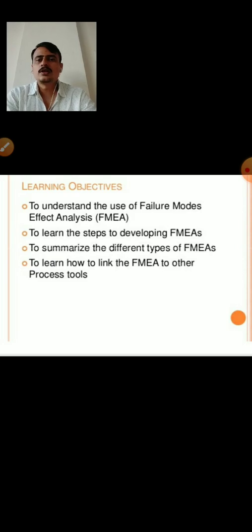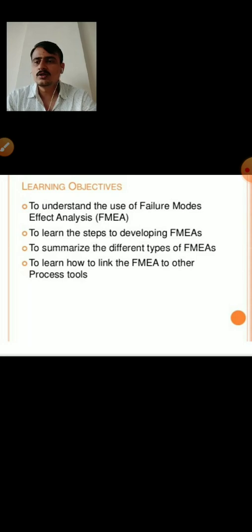First, we will learn about the objectives of FMEA: to understand the use of FMEA, then the different steps involved in developing an FMEA, to summarize the different types of FMEA, and to learn how to link the FMEA to other process tools. These are the main learning objectives of FMEA.